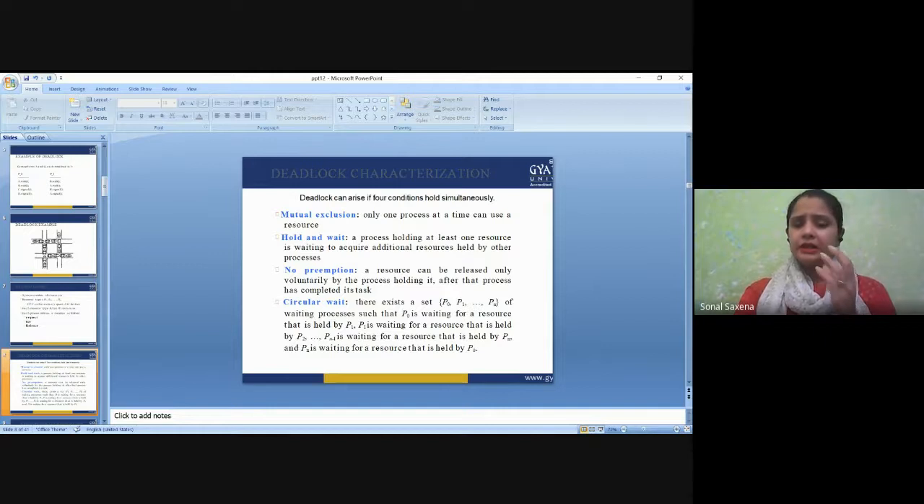Now, let us take one example where there exists a set of waiting processes, like we have some processes from P0 to Pn, such that we can assume that P0 is waiting for a resource that is held by P1. P1 is waiting for a resource held by P2. P2 is waiting for a resource held by P3, and like this till Pn, right? Now, this Pn is waiting for a resource that is held by P0. So, you see, P0 for P1, P1 for P2, P2 for P3, and likewise it is going on.